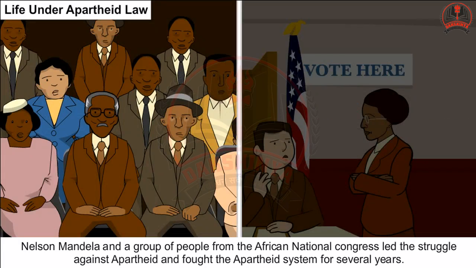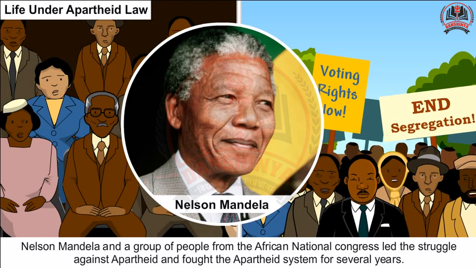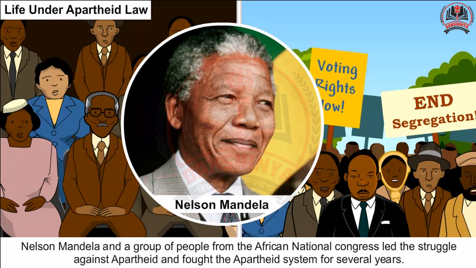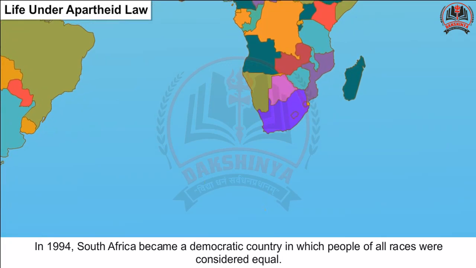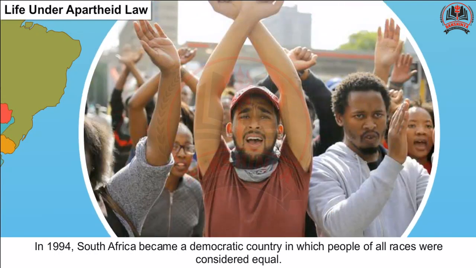Nelson Mandela and a group of people from the African National Congress led the struggle against apartheid and fought the apartheid system for several years. In 1994, South Africa became a democratic country in which people of all races were considered equal.